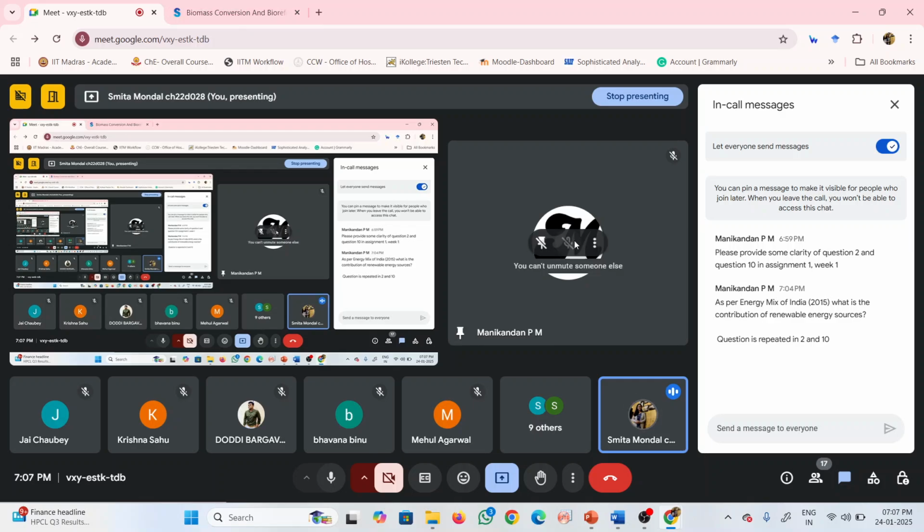So you can check the data on the IEA website. On that website, you search for 2015 data, and you can get the data. Hopefully.